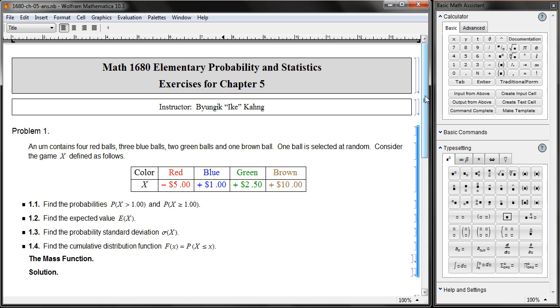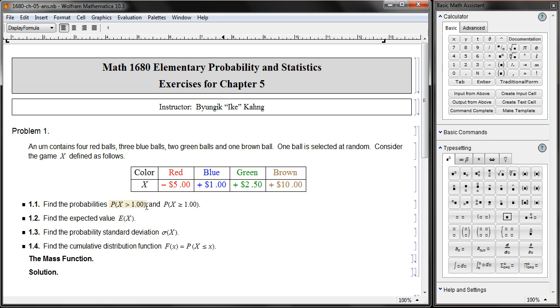An urn contains 4 red balls, 3 blue balls, 2 green balls and 1 brown ball. 1 ball is selected at random. Consider the game X defined as follows, and here is the rule. If you get a red ball, then you have to pay $5. If you get a blue ball, then you win $1. If you get a green ball, then you win $2.50. And if you get a brown ball, you win $10. That's your lucky day. Now, based upon this rule, you have to answer these questions.